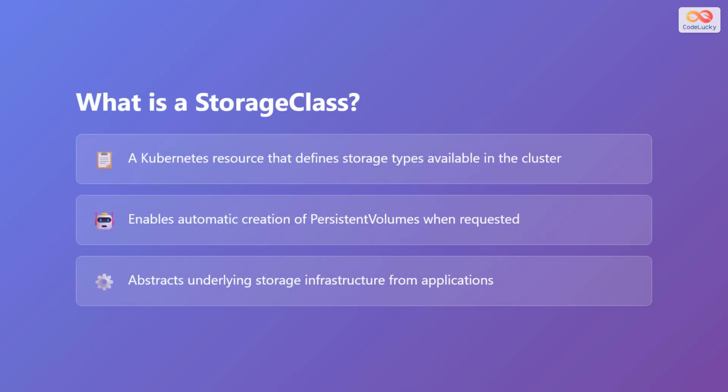A storage class is a Kubernetes resource that defines the different types of storage available in your cluster. Think of it as a template that describes what kind of storage you want to use. Storage classes enable automatic creation of persistent volumes whenever they are requested by applications. This abstraction layer means your applications don't need to know the details of the underlying storage infrastructure, whether it's running on Amazon Web Services, Google Cloud, or on-premises systems.